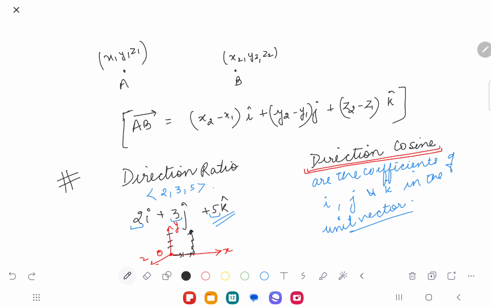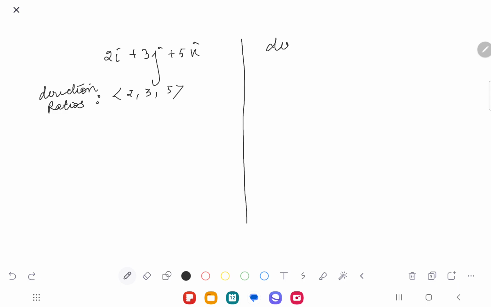So, for example, if you have the same vector 2 i cap plus 3 j cap plus 5 k cap, you will say the direction ratios are 2, comma 3, comma 5. But now I want you to tell me the direction cosines.